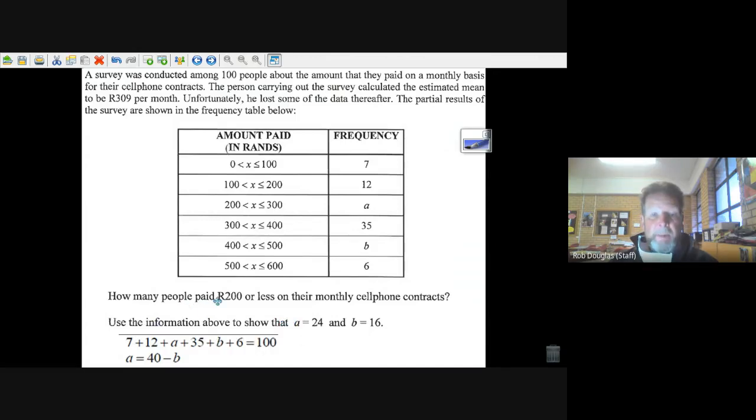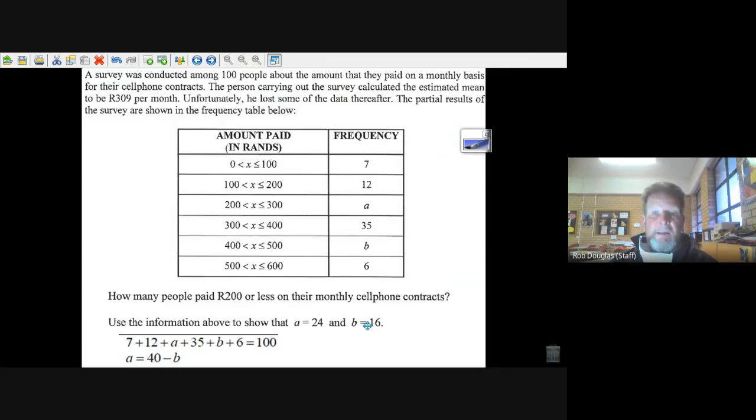Now, how many people paid 200 or less? Well, you just go to 200. Between 100 and 200, there's 12. Between 0 and 100, there's 7. So it's pretty clear there's 19 people that paid 200 or less. But then they want you to use this information up here to show that A is 24 and B is 16. Now, this is a little bit tricky.